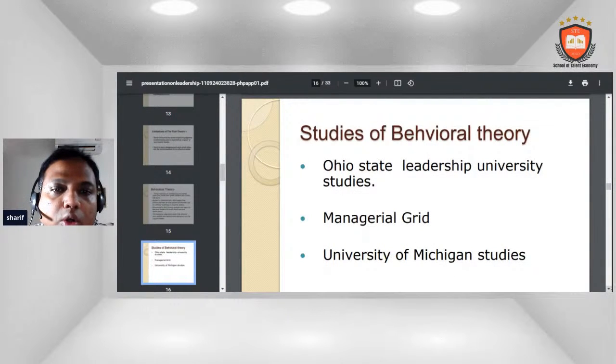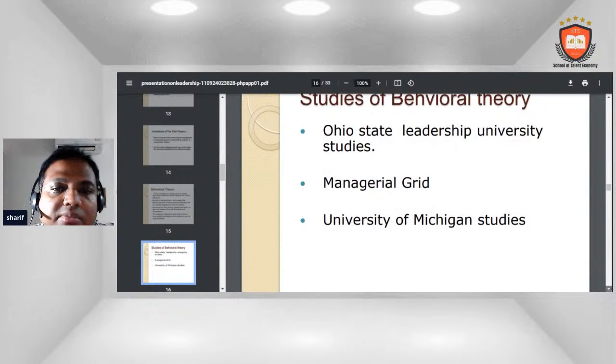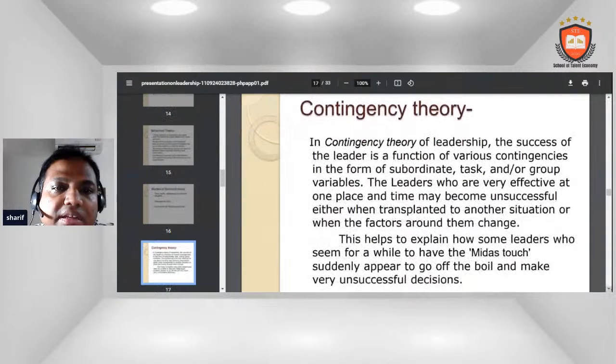Studies of behavior theory: Ohio State leadership studies, Managerial Grid, University of Michigan studies.